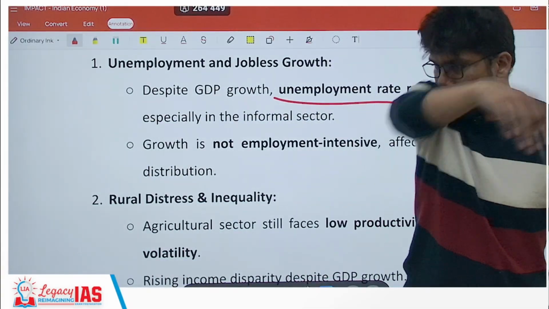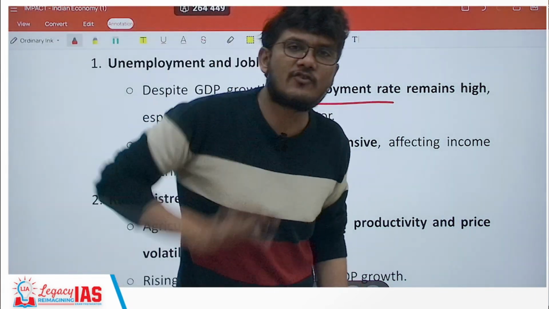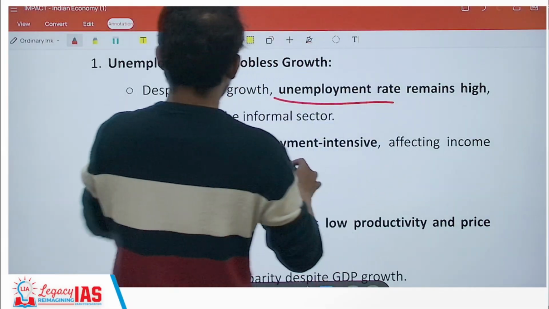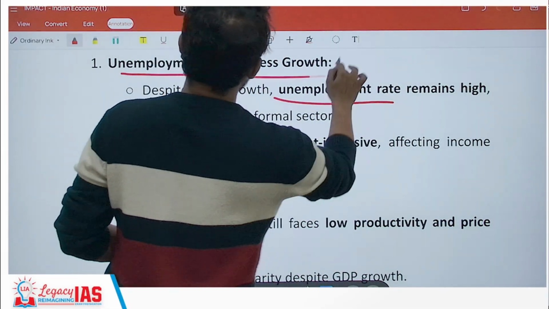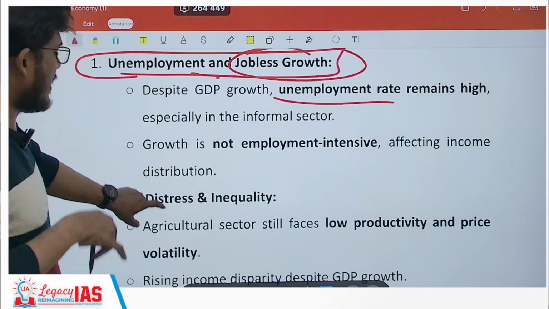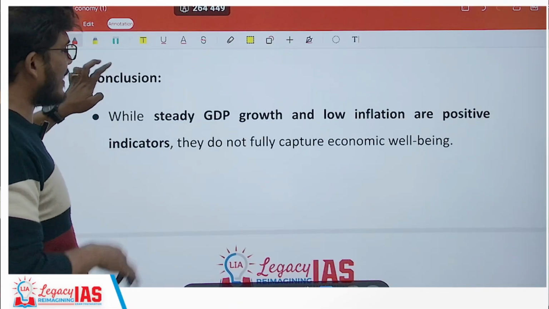Unemployment. In fact, it is such that India was said to be having a jobless growth. So mention that jobless growth instead of unemployment rate. Mention the first thing, yes, unemployment and jobless growth, or you can simply mention the jobless growth in the Indian economy. So mention about that, provide solutions to that, and conclude.